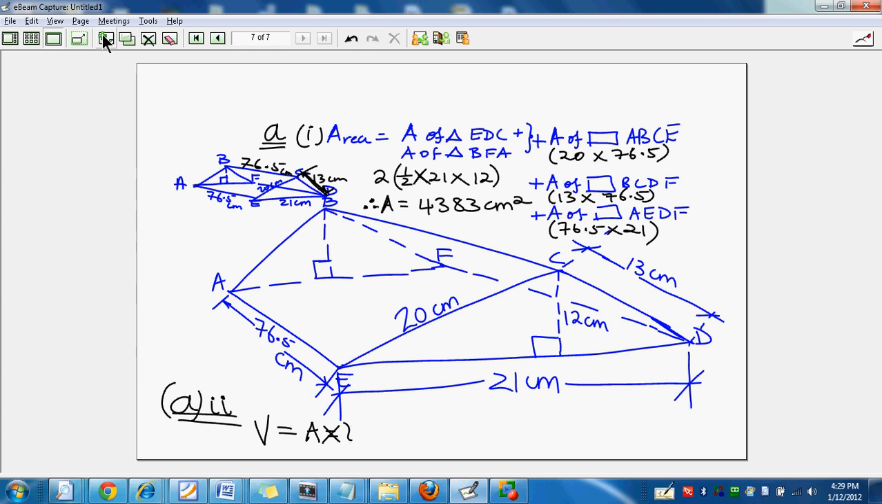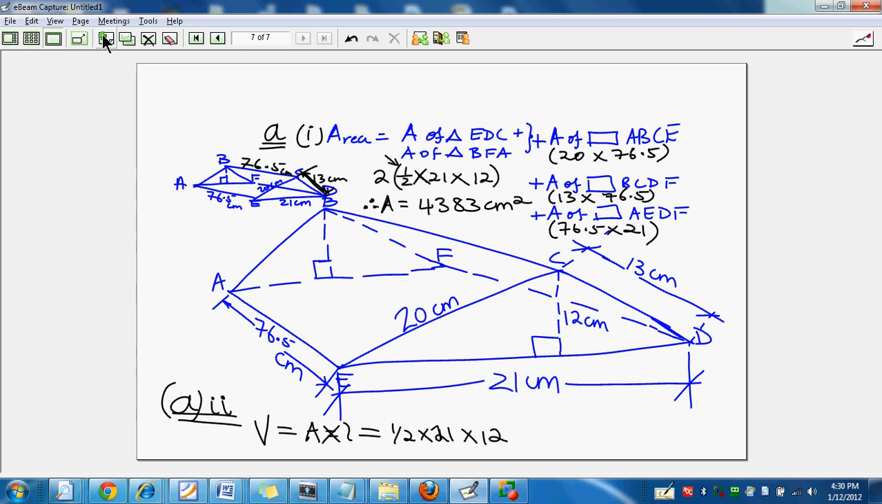So the regular cross section will be the cross section given by the area of the triangle ECD. Now we know the area of the triangle ECD from up here is a half by 21 by 12. So the area in the volume equation will be a half by 21 by 12, because that gives us the area of the triangle. That will give us the area of the regular cross section, which is the triangle ECD.